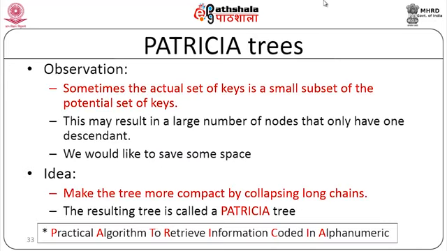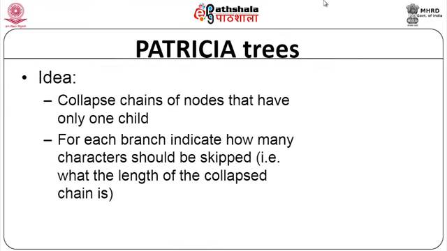And next you have what are called Patricia trees. Sometimes the actual set of keys is a small subset of a potential set of keys. This may result in a large number of nodes having only one descendant, which we tackle in a different way in compressed trees. You would like to save some space. The idea is to make the tree more compact by collapsing long chains. The resulting tree is called the Patricia tree, a practical algorithm to retrieve information coded in alphanumeric. So, this is specific for alphanumerically coded information.